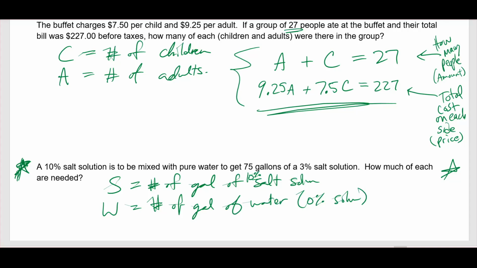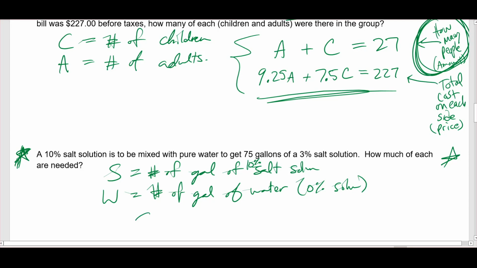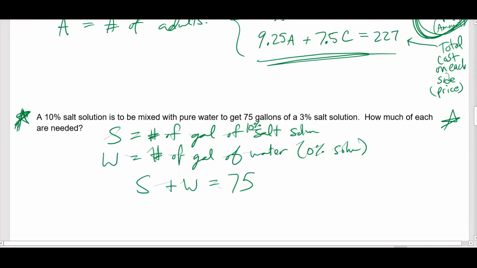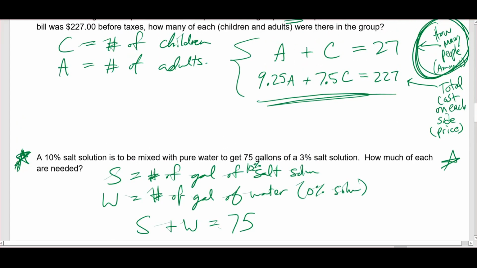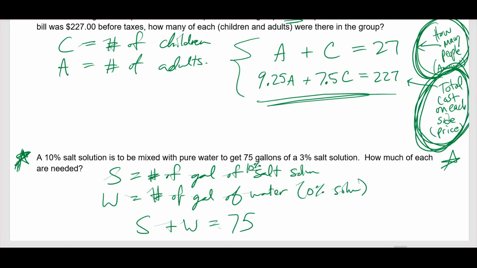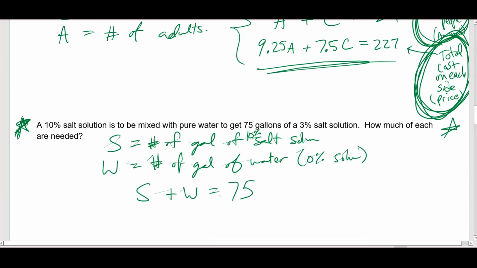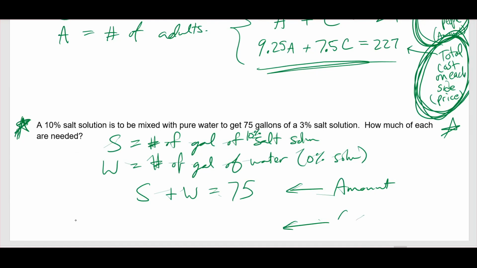Okay, well, we're going to have one equation here that we can model just like we did above, by the total amount. So we want 75 gallons. So we have to have S plus W equals 75, right? If I'm going to have 75 gallons when I end up, I'm adding a salt solution to water, and I've got to get 75 gallons. Now, our next equation is going to be the total concentration. So this first one is based on an amount, and our next one is going to be a concentration.